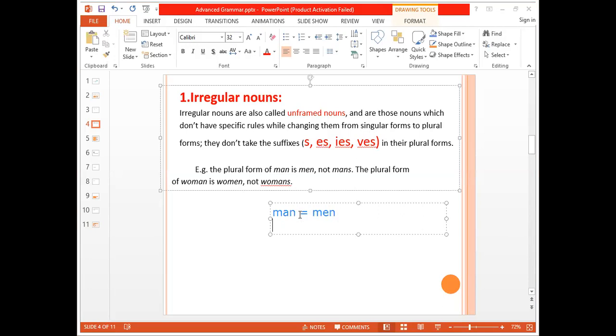Like, for example, if I say tooth. So tooth is what? Is it a regular noun or an irregular noun? What's the plural of tooth? It's teeth. Clear? We do not have any rules for it.